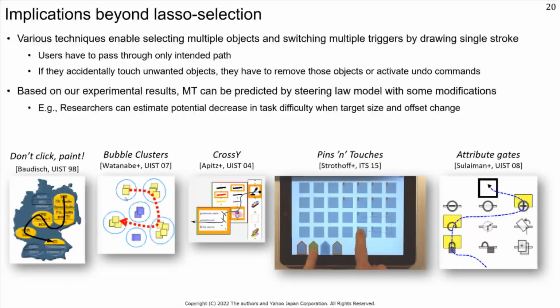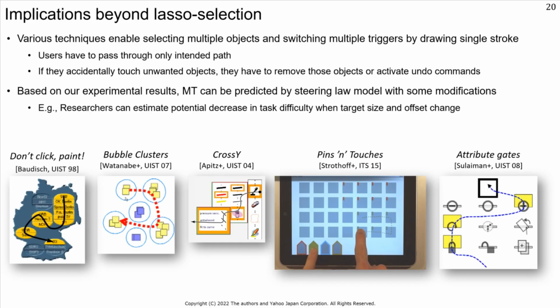Our intended task was to circle multiple objects via lasso-selection mode, but the models can be applied to other tasks. For example, activating commands and switching triggers are common tasks in graphical user interfaces, but clicking every target is time-consuming. Therefore, there are various techniques to enable such operations by drawing a single stroke. In these techniques, users pass through only an intended path. If they accidentally touched unwanted objects, they had to remove these objects or activate undo commands.